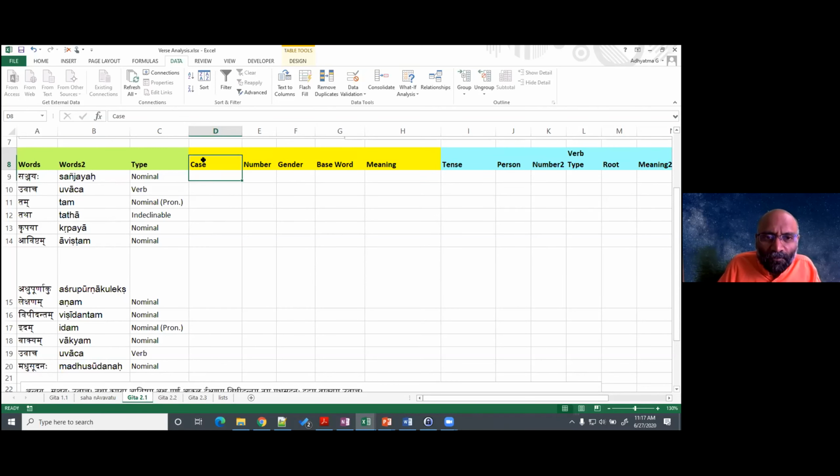For nominal words, what you see in the yellow heading are the things applicable for nominals and pronouns: what is the case, what is the number, what is the gender, what is the base word, and what is the meaning. And for the verbs, these are the things applicable in the bluish shade. So Sanjaya, it's a name, and that's why it's a nominal. Those who already know some Sanskrit will understand that for every nominal, there are 8 cases.